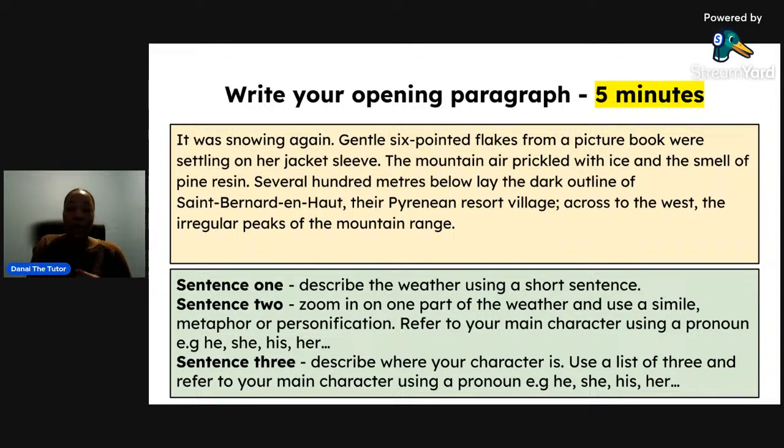Right, so now I want you to write your opening paragraphs. Okay, we're moving on to writing your opening paragraph. Now, what I've done here, I have used the first paragraph of the story that we read to start with, and I've broken down what the writer has done in each sentence.